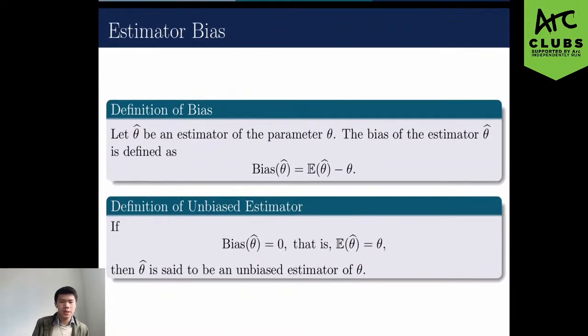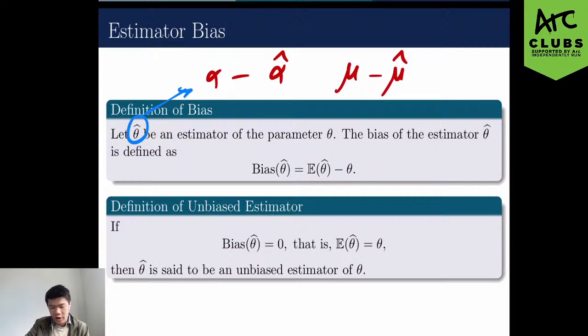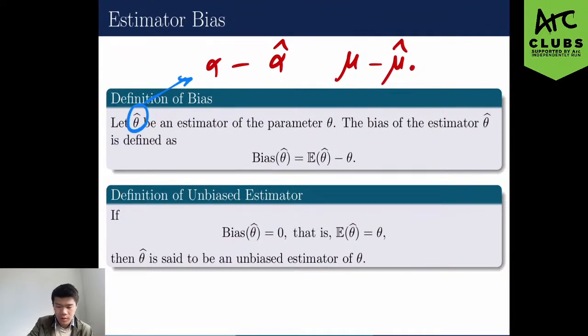So we'll get into the concepts that we actually need to talk about. Estimator bias. So theta hat is an estimator of theta. So for example, if you're trying to estimate the parameter alpha, the estimator for this is alpha hat. If you're trying to estimate mu, the estimator is mu hat. Right? Basically, we're just doing this with theta hat, an estimator of theta.